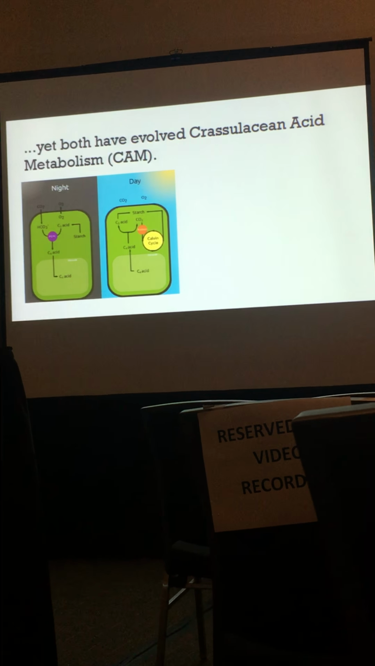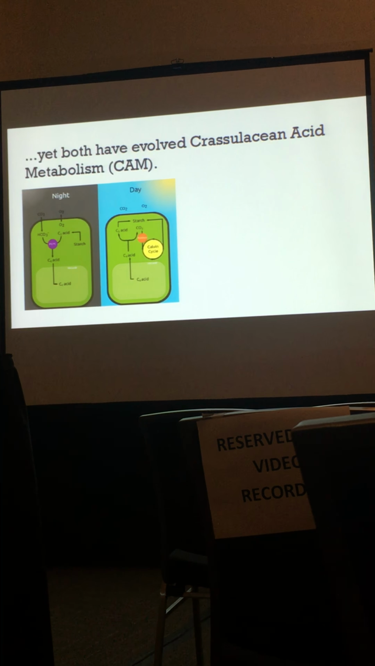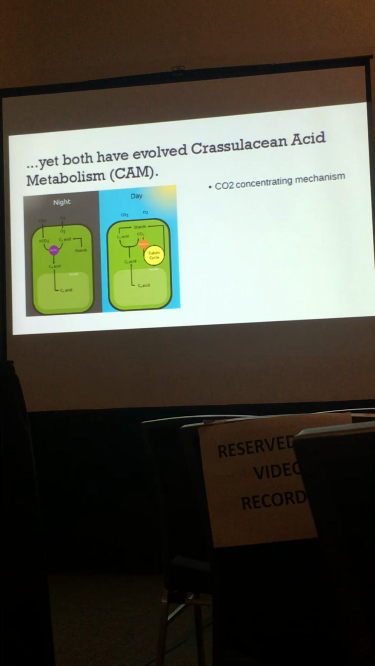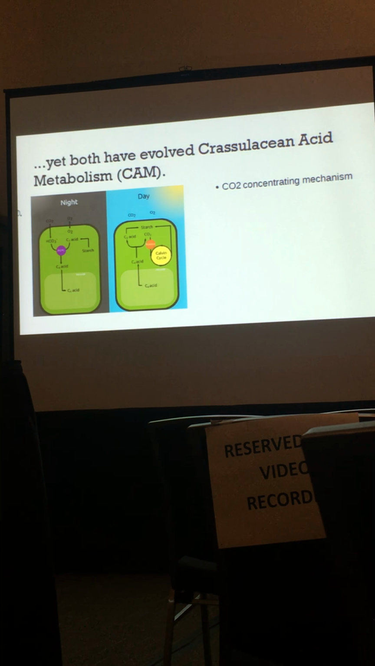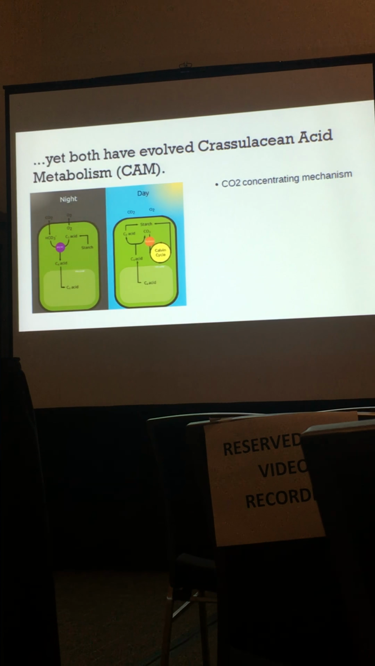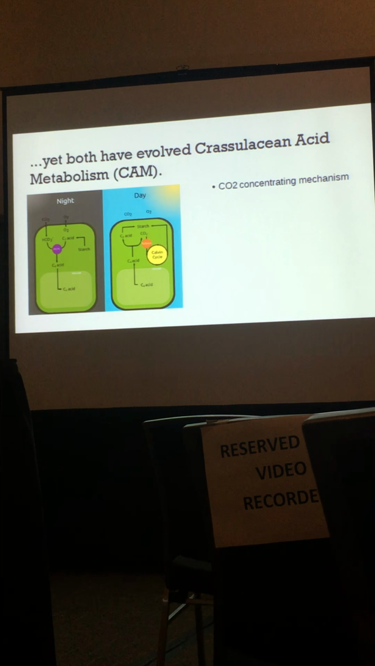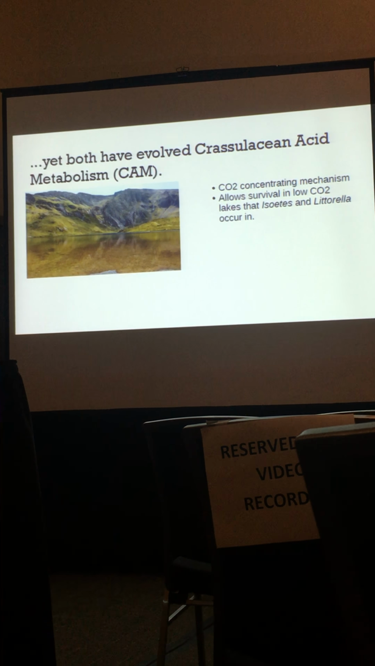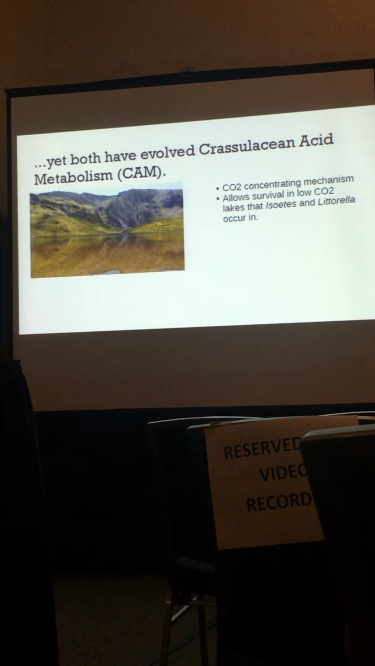Despite those differences, both of them have evolved crassulacean acid metabolism, or CAM, which is a CO2 concentration mechanism which basically works by CO2 being taken up at night, and then it's fixed to a 3-carbon acid to make a 4-carbon acid, that's stored in the vacuole, and then in the day the CO2 is re-released and incorporated into the normal C3 cycle, and that allows them to survive in these low CO2 environments because it allows them to sort of double the amount of CO2 they can get, so they can take it up at night as well as during the day.